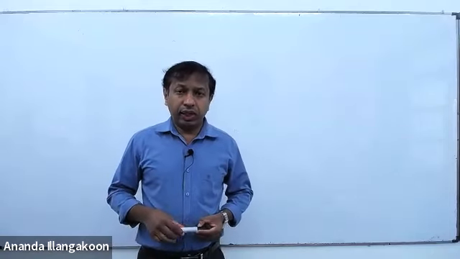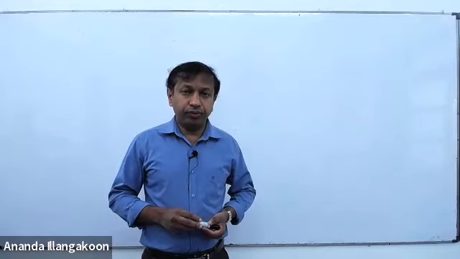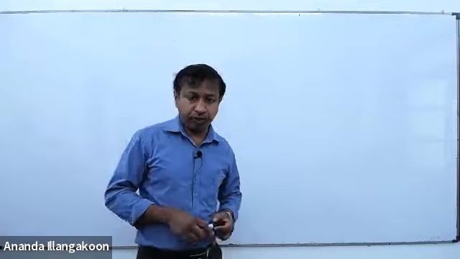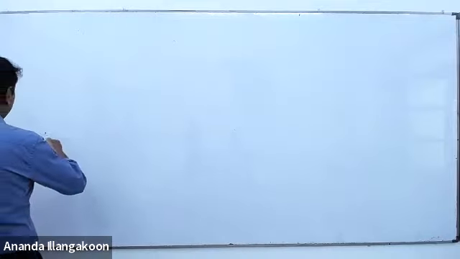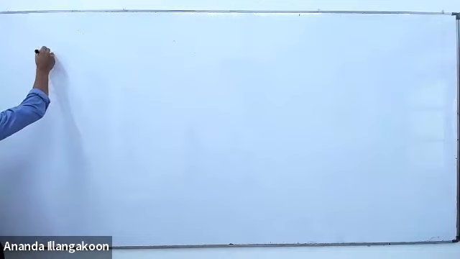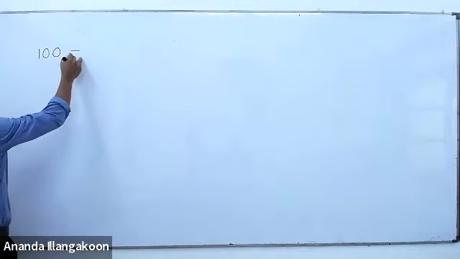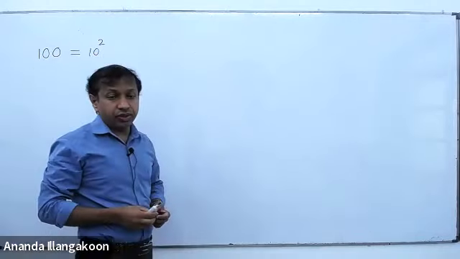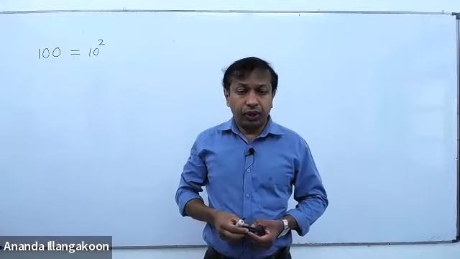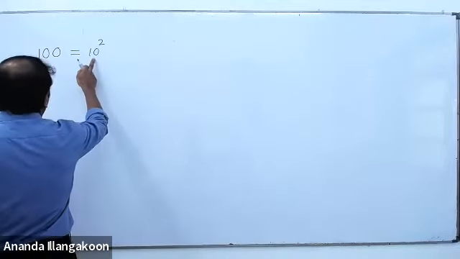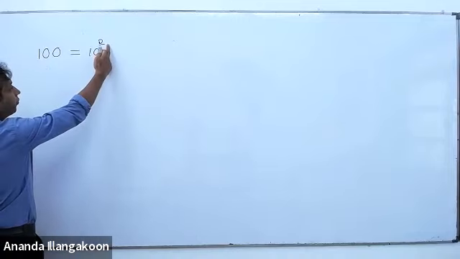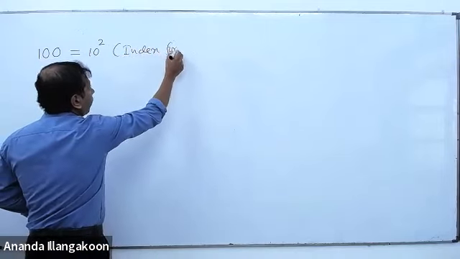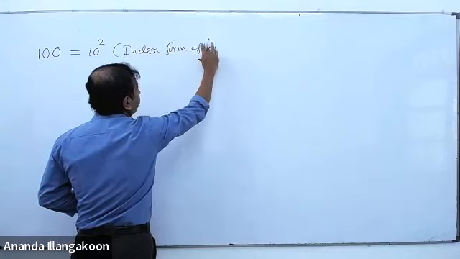Right. I'll explain again what a logarithm is and how to define a logarithm. Now, consider the number 100. You can write this 100 as a power of 10. It is 10 squared. 100 equals 10 squared. Now this 100 we have expressed as a power of 10. This is called the index form of 100.